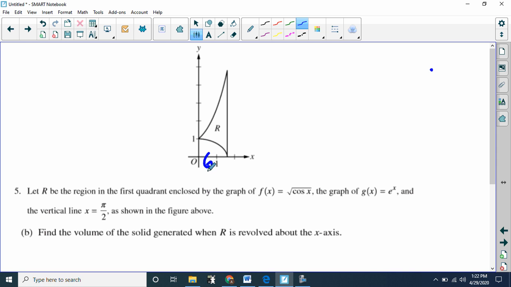Part B is asking for the volume if we revolve about the x-axis. So because we're going about the x-axis here, we are going to use the disk method to find the volume of a disk. We want this here to be rotated about the x-axis. The volume of one disk is pi r squared h, where the radius is this distance here, and the height of this disk is this little distance right there, which is delta x.